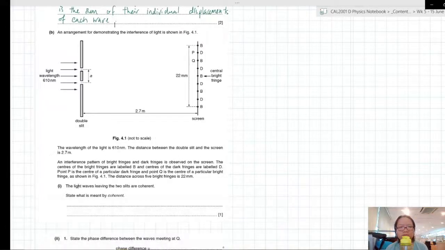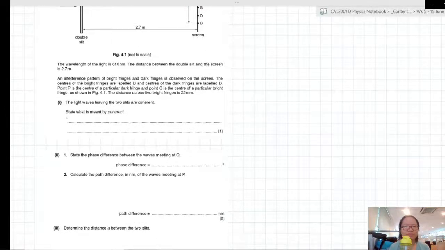So, wow, this diagram looks so familiar. Of course, I copied this diagram and rubbed off all the labels. Why would I want to draw again? Okay, anyway, same setup. You're asked to explain what is meant by coherence.